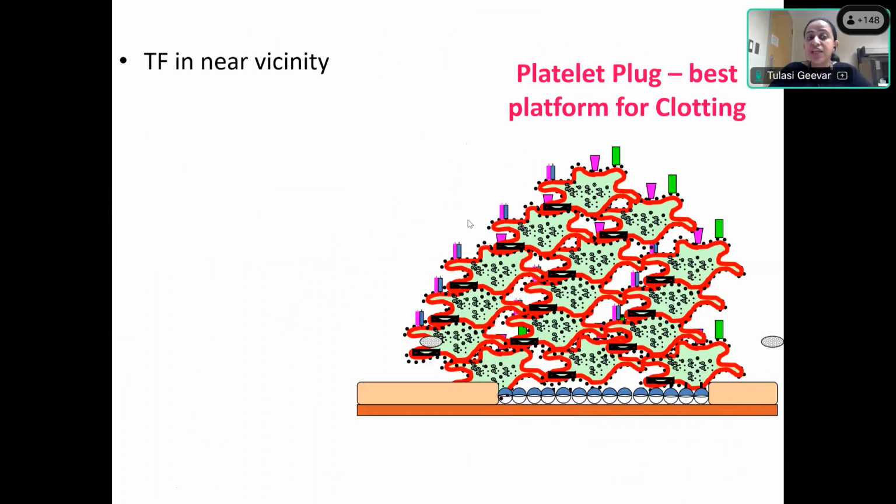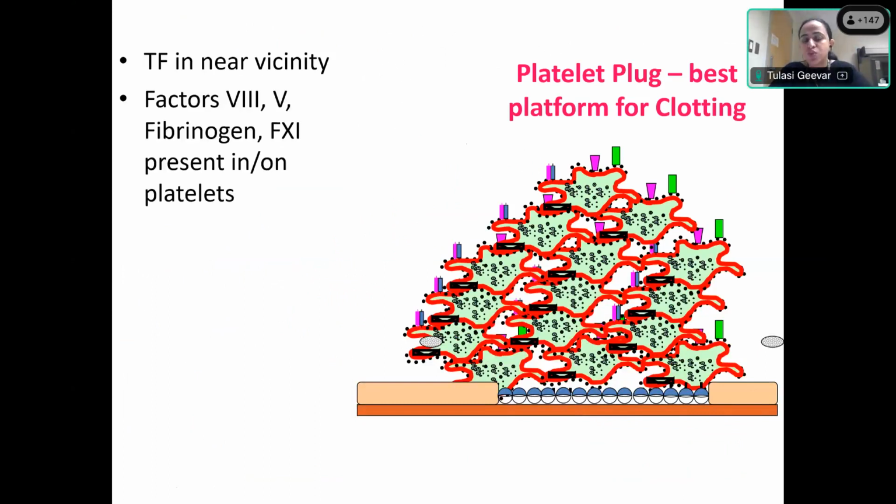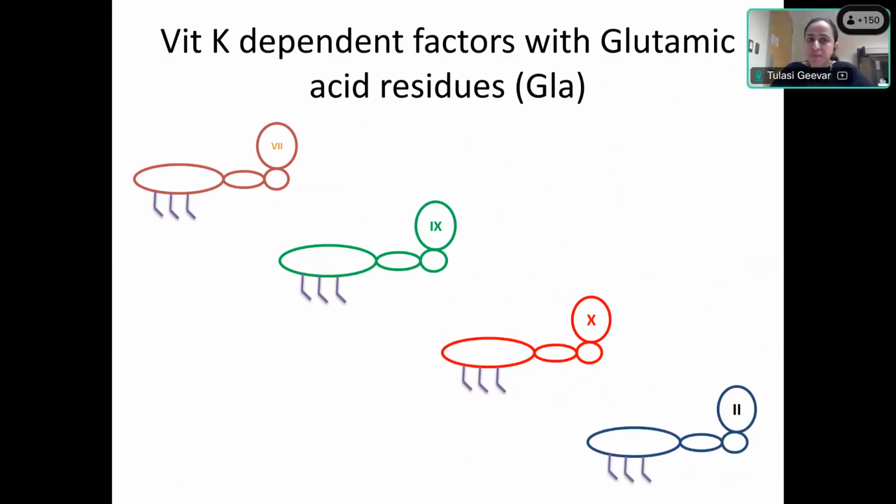And the factors 8, 5, fibrinogen, and 11 are already present within the platelets, which are getting released as the platelets are releasing their granules. The factors which are not present in the platelets are factors 2, 7, 9, 10. These are the vitamin K dependent factors.